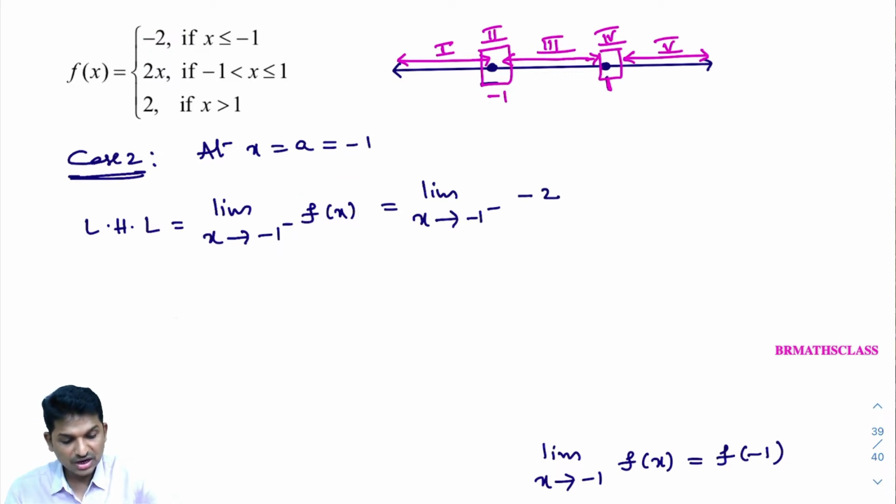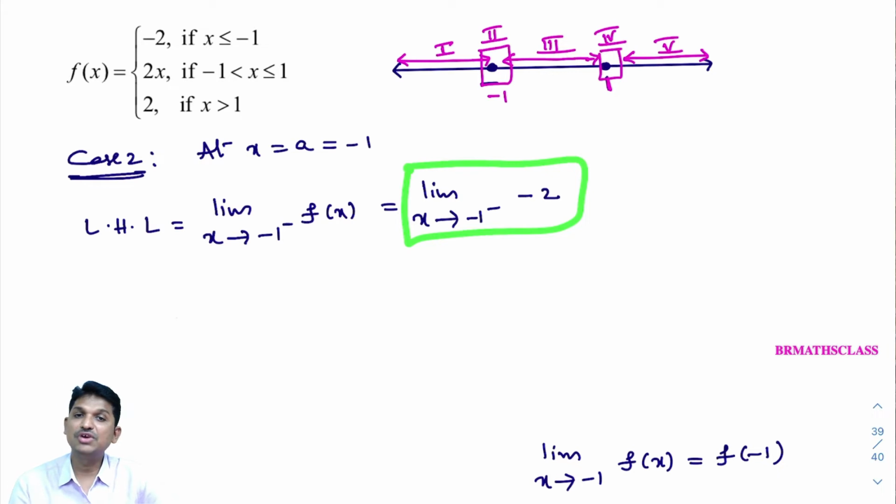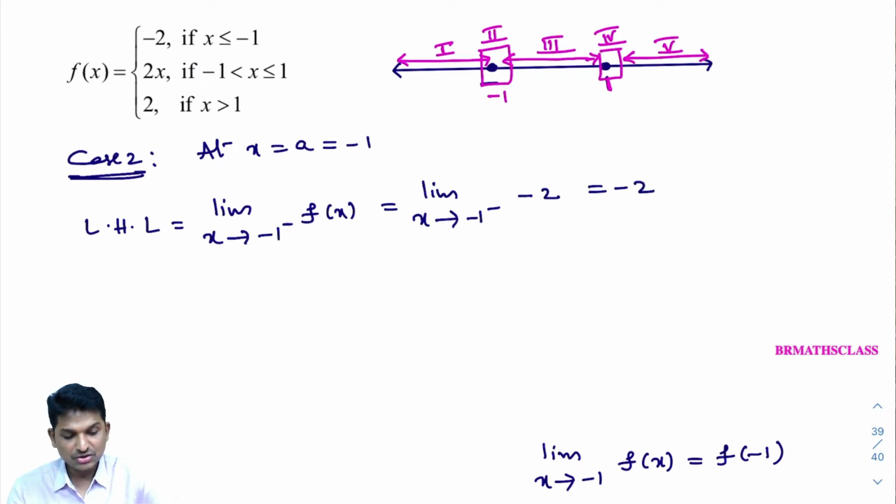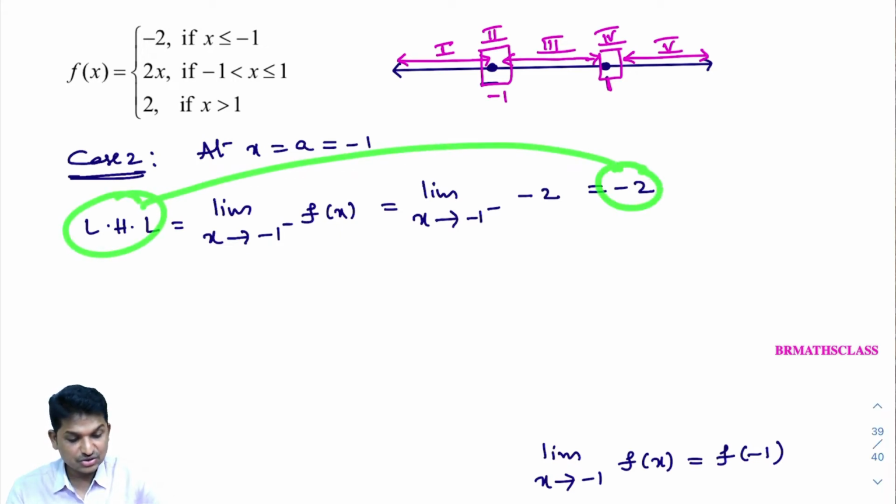Now what to do? I need to calculate this limit. How we will calculate this limit? By direct method. What is the direct method? This is the function. Wherever x is there, there you write minus 1. But actually in this given function x is not there. So what will be its limit? It is minus 2. So I calculated left hand limit, I got it as minus 2.